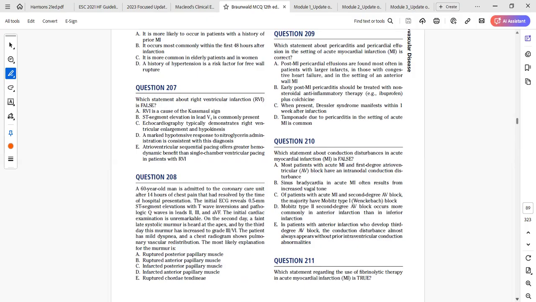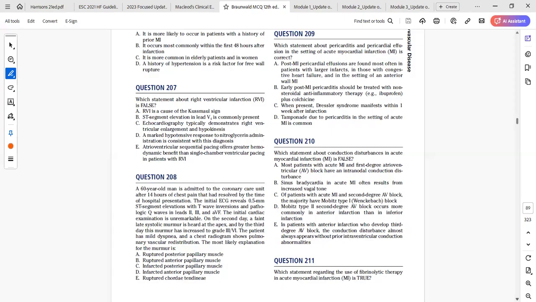Then D, marked hypotensive response to nitroglycerin administration is consistent with this diagnosis. Yes, because nitroglycerin will cause vasodilatation, reduction in venous return. And so in addition to the fact that the nitroglycerin causes a vasodilatory effect, you will have an even more marked response to nitroglycerin administration, that is hypotensive response in right ventricular infarction.